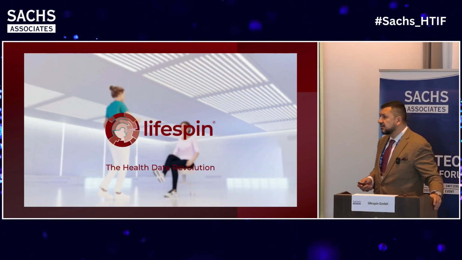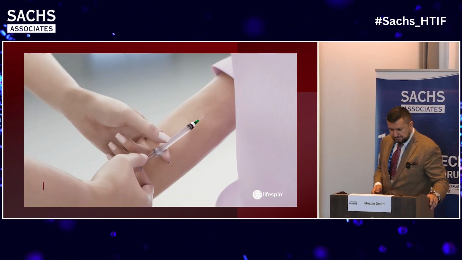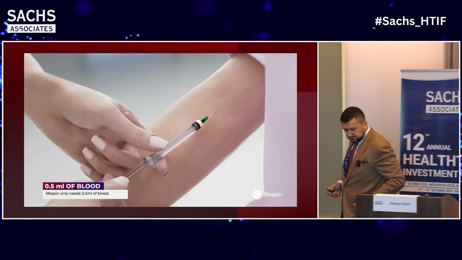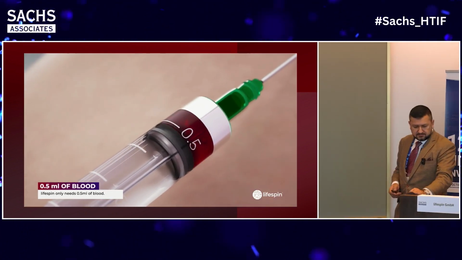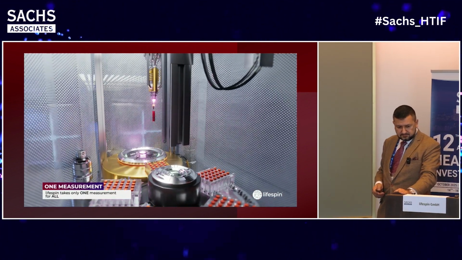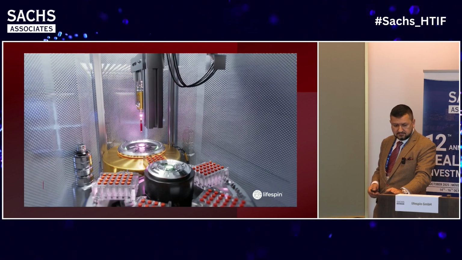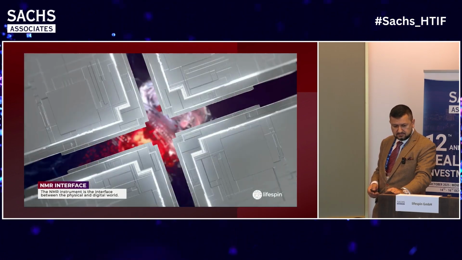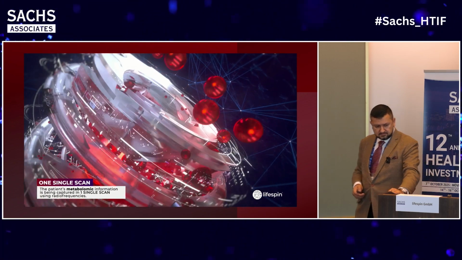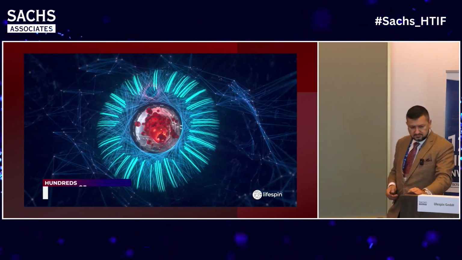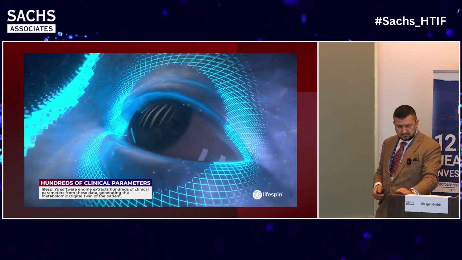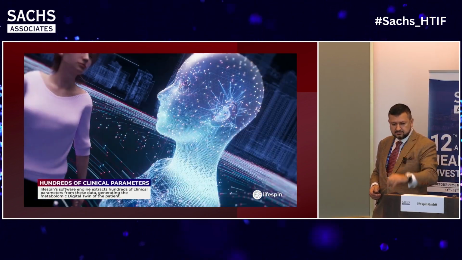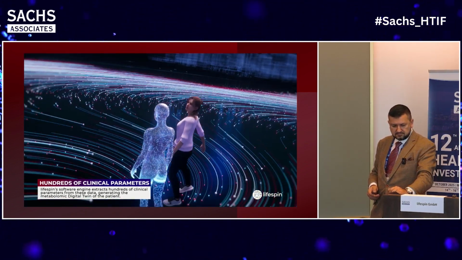Lifespin, the health data revolution. Lifespin only needs 0.5 milliliters of blood. Lifespin takes only one measurement for all tests. The NMR instrument is the interface between the physical and digital world. The patient's metabolomic information is captured in one single scan using radio frequencies. Lifespin's software engine extracts hundreds of clinical parameters from this data, generating the metabolomic digital twin of the patient.